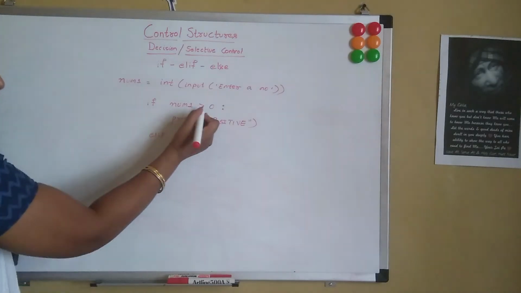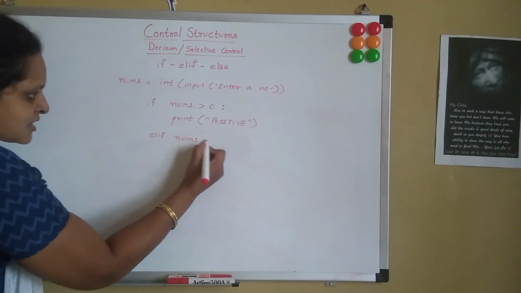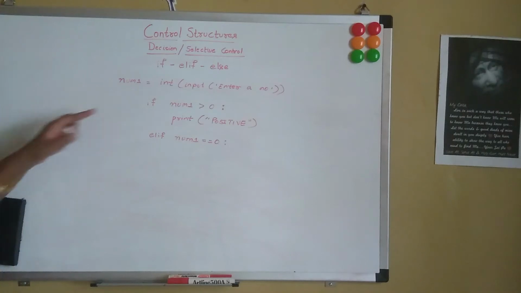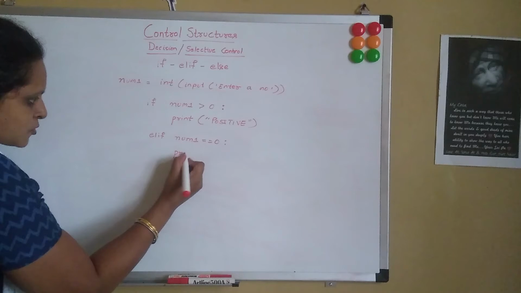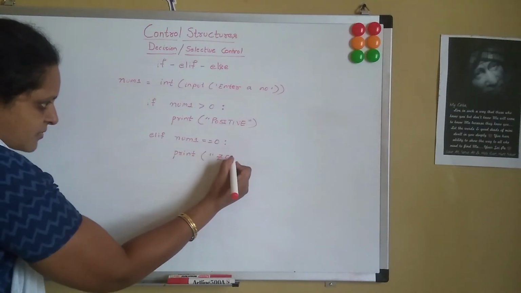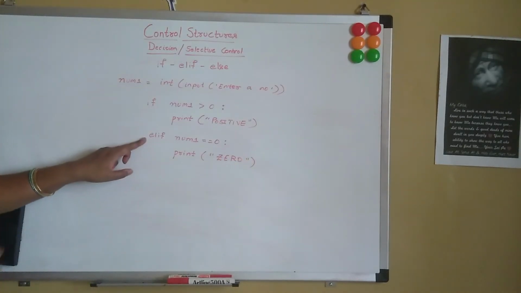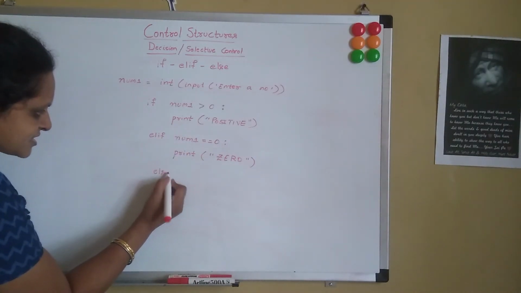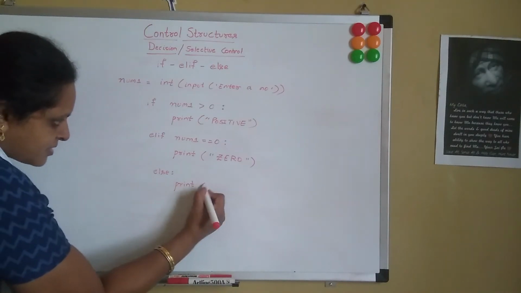Else, if num1 is not greater than 0, I'll check for one more condition, num1 equal to 0. So, elif I'm checking if num1 equal to 0. If it is so, then it prints 0, the number entered by the user is 0. If the elif condition fails, then it will perform the else condition and it will print negative.